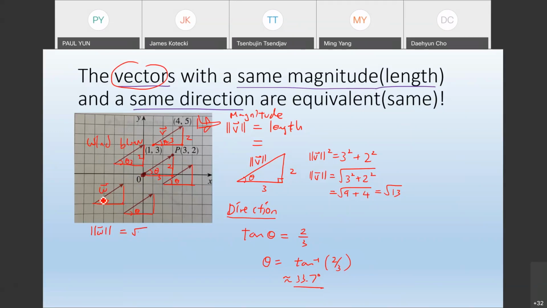I know this theta is the same because they are parallel, right? Parallel means same direction, isn't it? Yeah, they're parallel, same direction. It is the same thing here. That's what I'm saying. W, W, and then V, you've got to be the same vector, because you've got the same length, right?